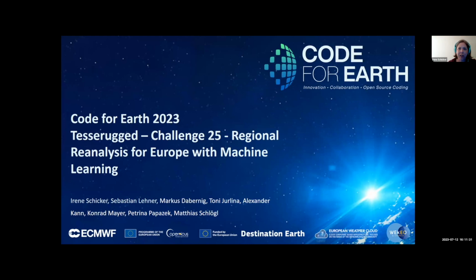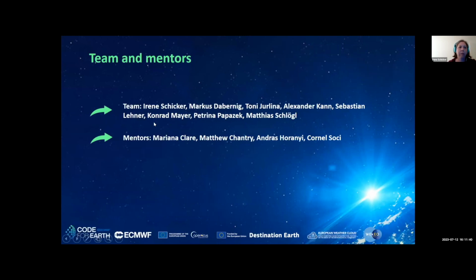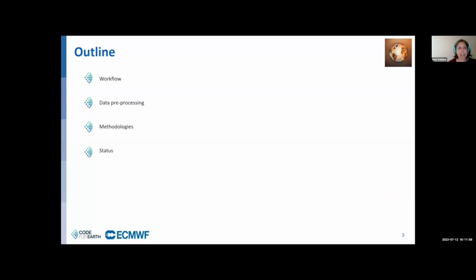Yes, so we are also part of this downscaling challenge. Our team consists of meteorologists and climatologists, and we're both working in more post-processing tasks. Our mentors are Mariana, Matthew, Andres, and Cornell. I'm not going to spend too much time on explaining the downscaling challenge. I think the Spanish colleagues have given quite a nice overview of what the task is. And we have a bit of different workflow.